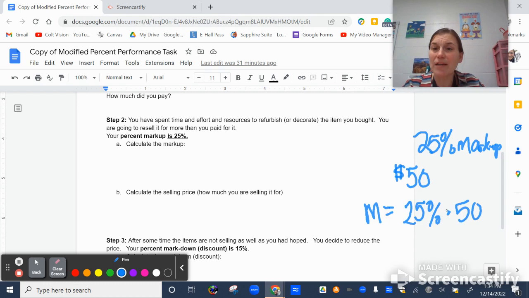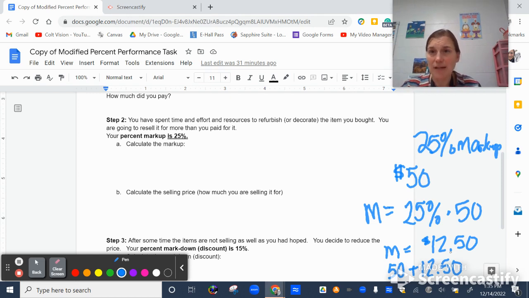Remember, the part equals the percent times the whole. So I would use that to find the markup. Once I know what the markup is, in this case, it would be $12.50. The markup is what I add to get the selling price. So I add that on. Now my selling price would be what I paid for it plus my markup of $12.50, and my selling price would be $62.50. So that's how you come up with your selling price.